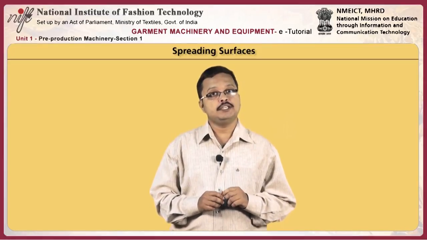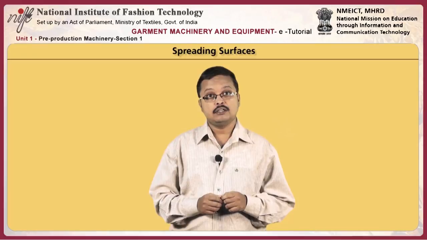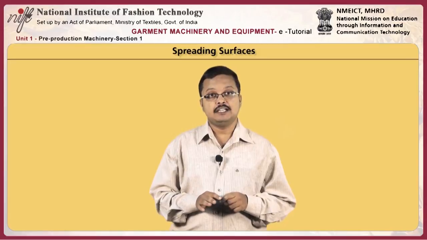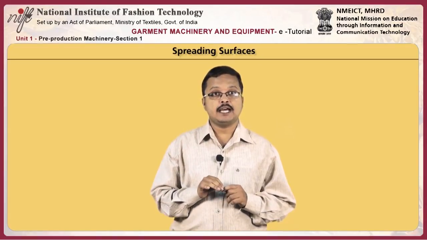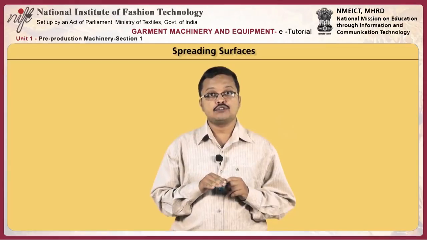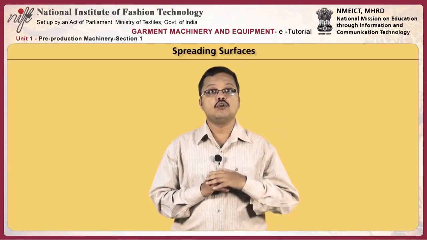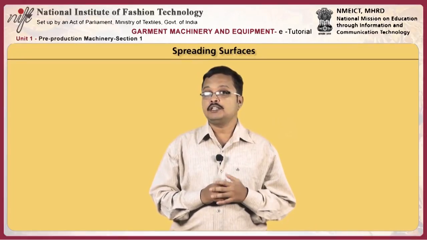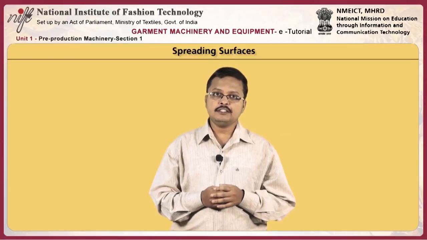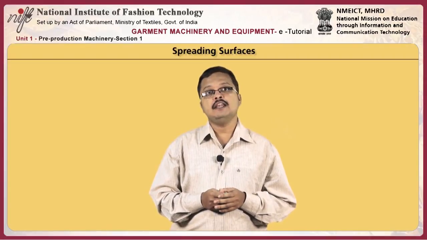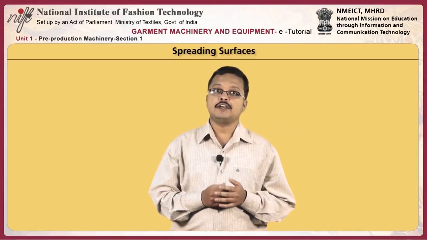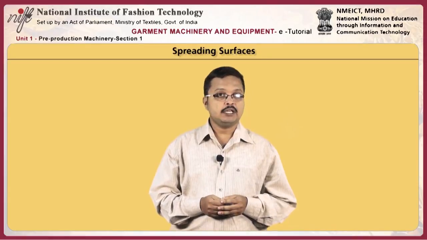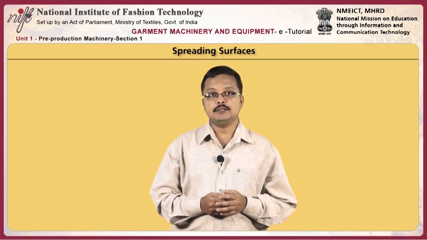If the table is being used for cutting as well, which in most cases it is, then it should be leveled. By leveling, we mean that the table surface has to be horizontal to the floor. The table must be constructed sturdily to bear the weight of a spread. The width and length of the table will vary with the width of the fabric and production demands. Most often, the space available determines the dimensions of the table.